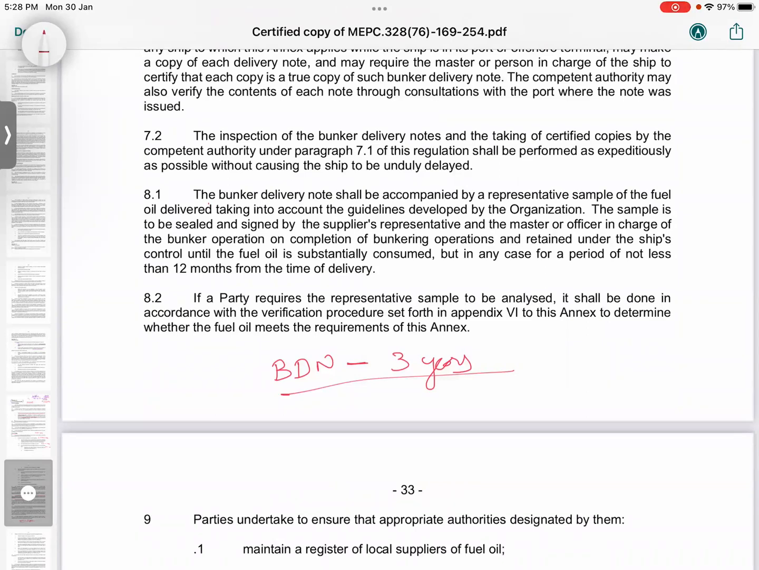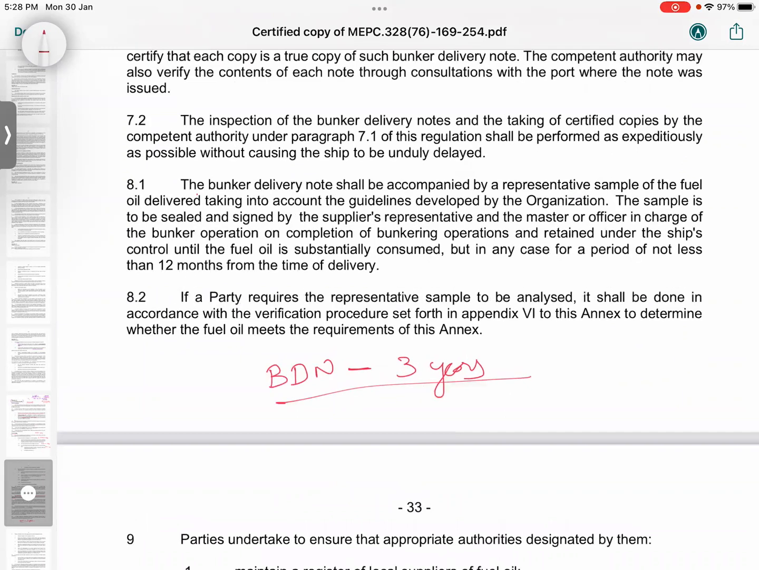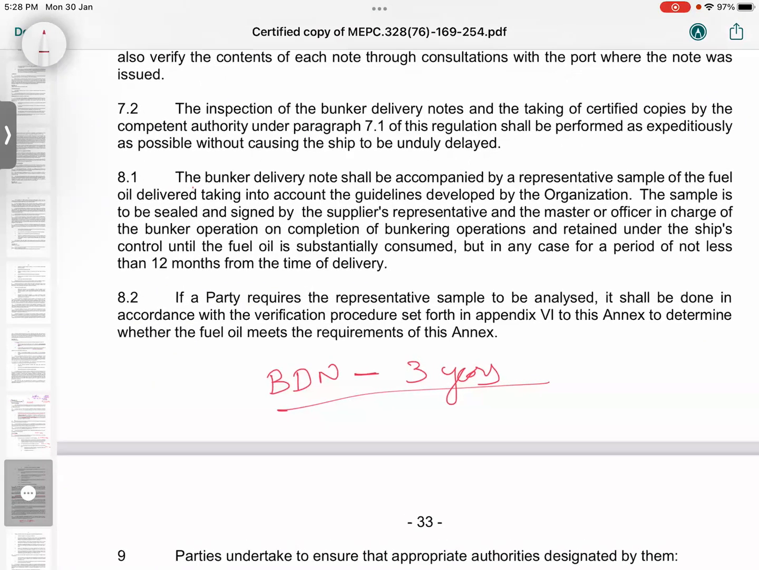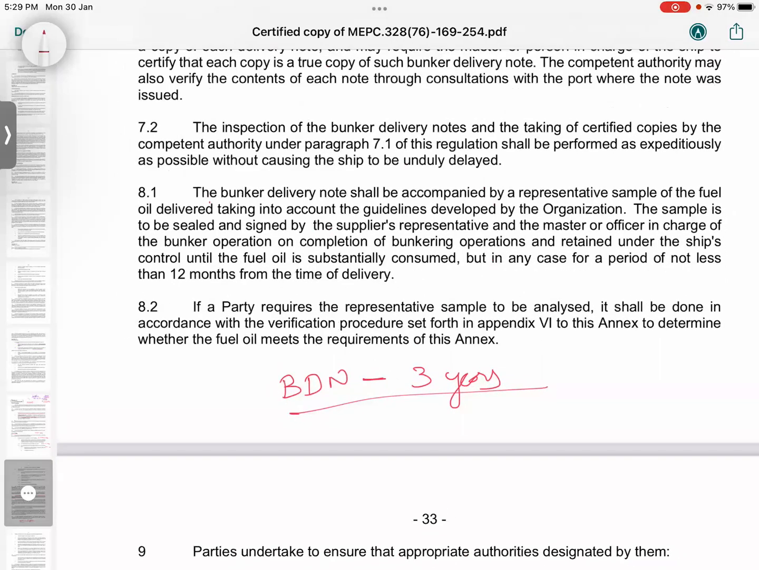How long do you keep the sample on board, guys? Anybody? Yes, the sample is to be sealed and signed by the supplier and represented by the master or officer in charge. Okay. You have to retain it under the ship's control until the fuel is substantially consumed. Guys, please focus on this word. Substantially means, in layman's terms, almost finished. Almost is the equivalent. Substantially consumed, right? Not until the last drop, but substantially. But in any case for a period not less than 12 months.